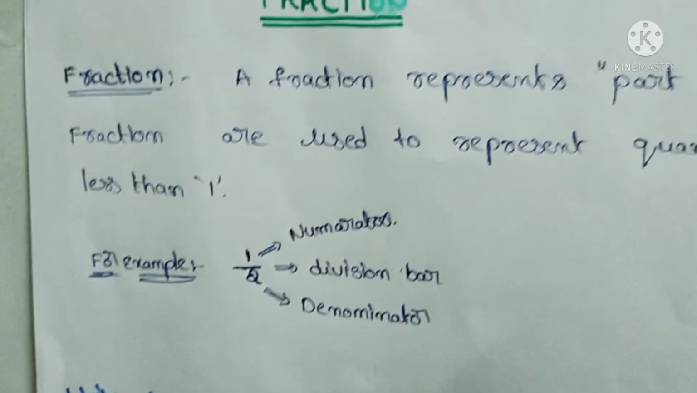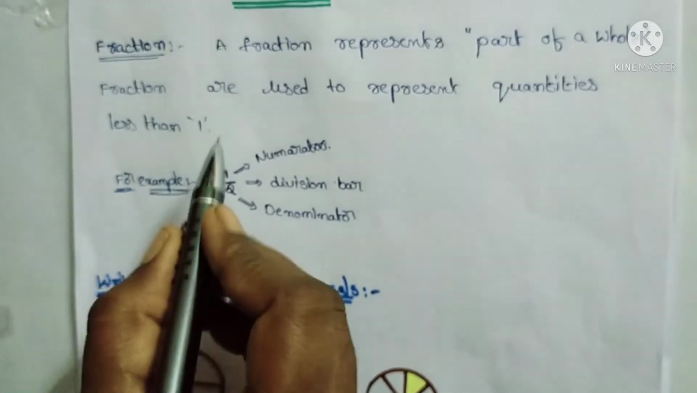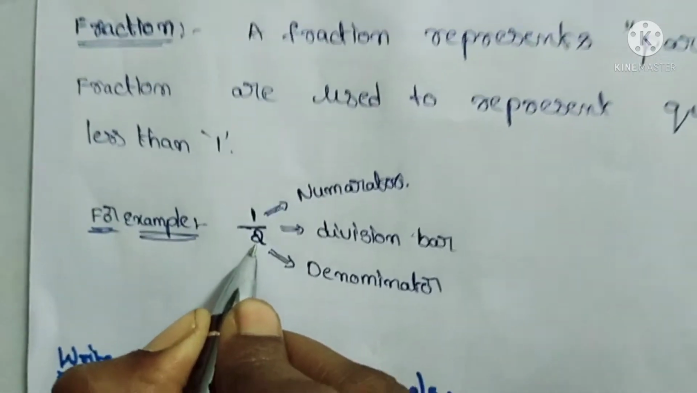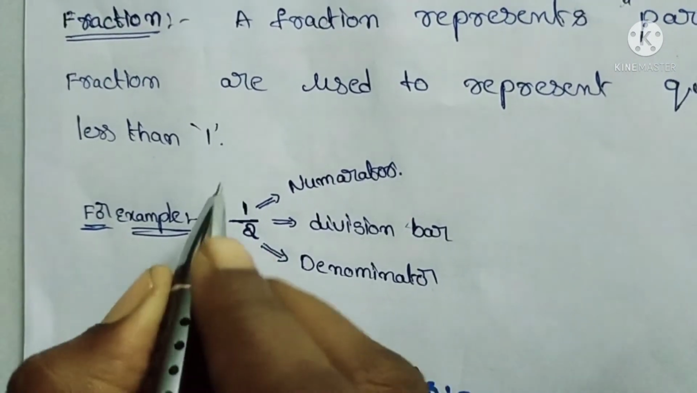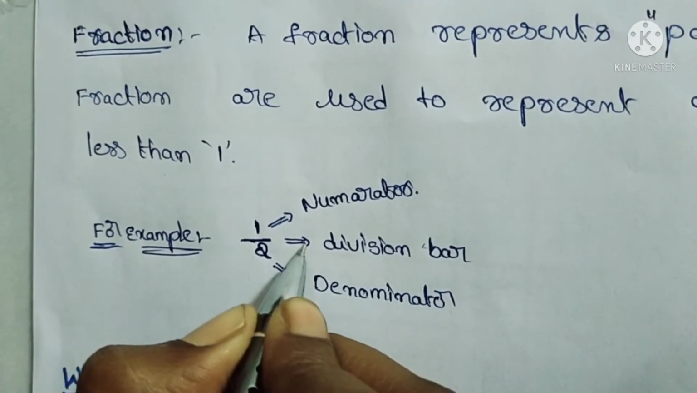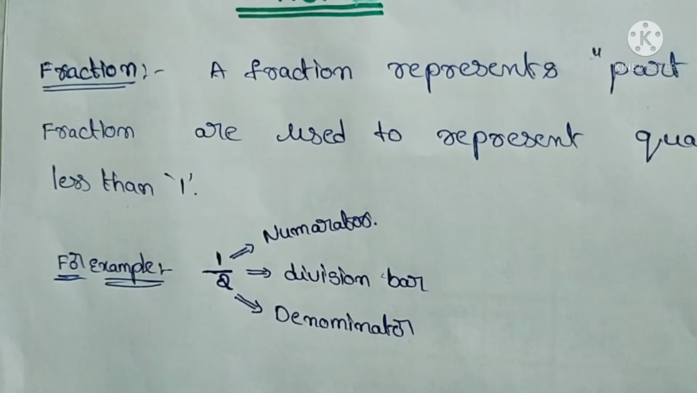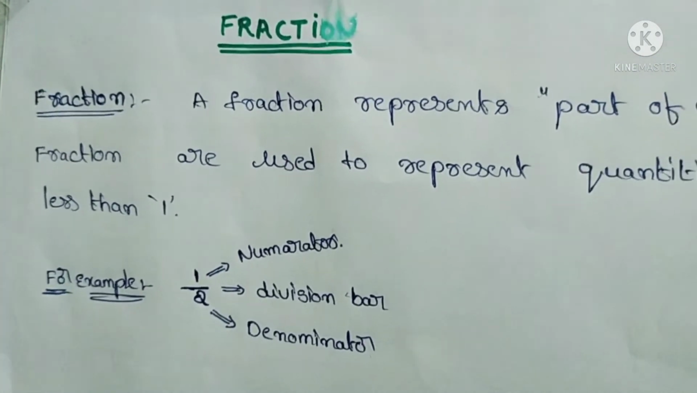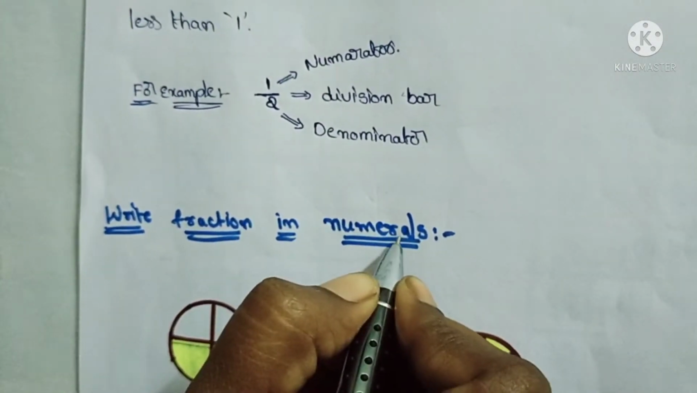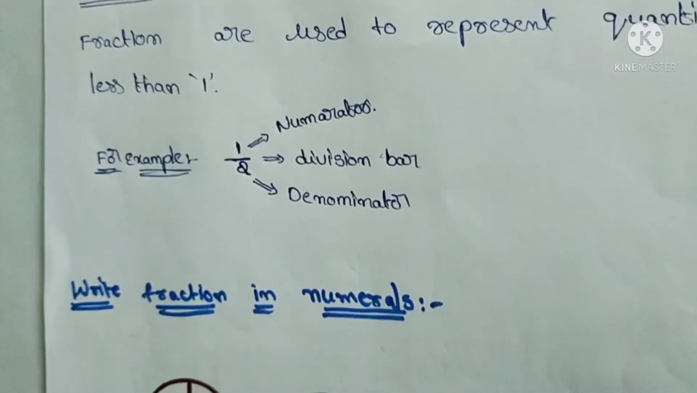In fraction, we can write the half part as 1/2. Here, 1 is the numerator and 2 is the denominator. It is the division bar. Some more examples, we can find the answer. Write fractions in numericals.